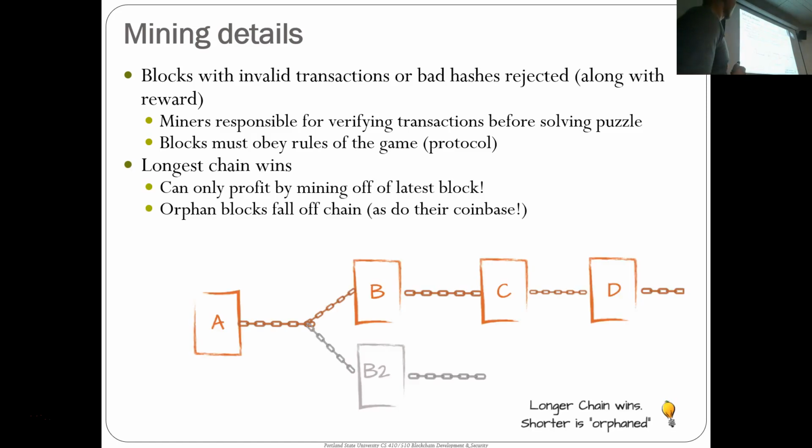Okay, so I talked about this as well. The longest chain wins. You can only profit by mining off of the latest blocks. So if you are a miner and you start mining blocks that eventually fall off the chain, then you've lost all of your work.